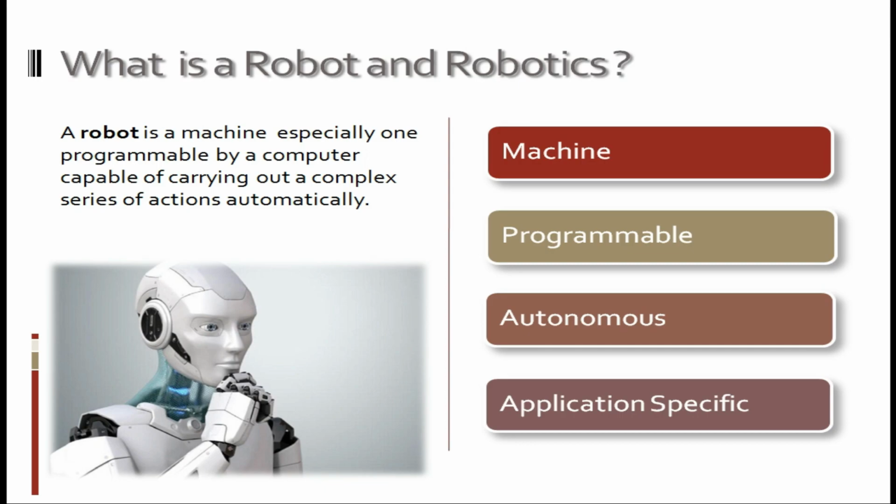Beginning with the basic definition of a robot. A robot is a machine programmable by a computer and capable of carrying out a complex series of tasks automatically. The robot can do a specific task if it is programmed accordingly. In the field of robotics, the term programming is called teaching.